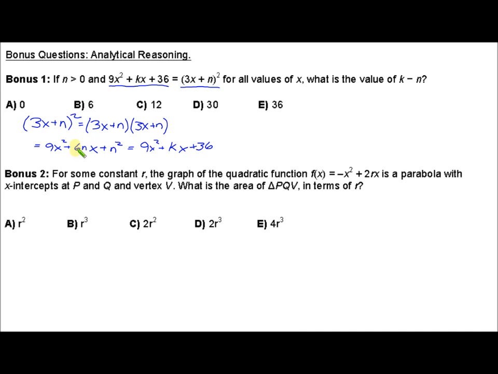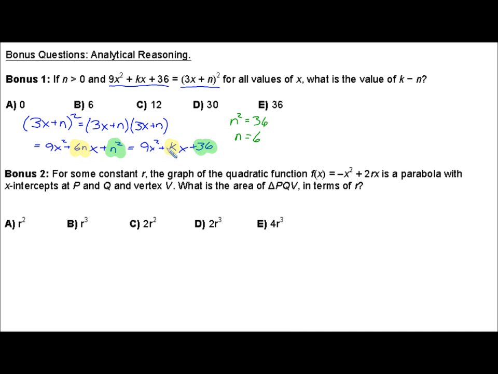In other words, let me color code this for a sec. 6n, that value, is the same as k, since they're in the same positions. n squared has the same value as 36, since they're in the same positions. Let's take that, because that gives us an actual value for n. If n squared is 36, take the square root of both sides, so n must be equal to positive 6. And it's only positive 6 because of this: n is greater than 0. n can't be a negative number. So n has to be positive 6.